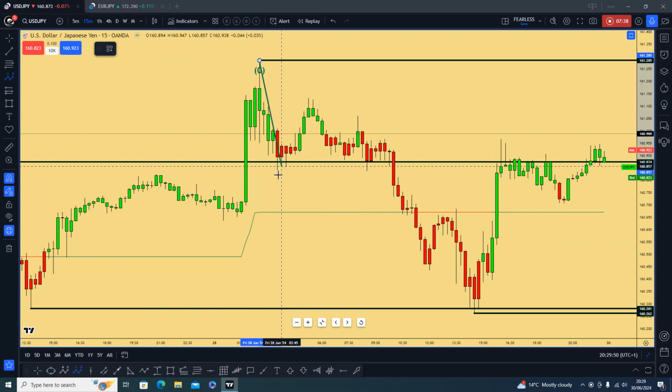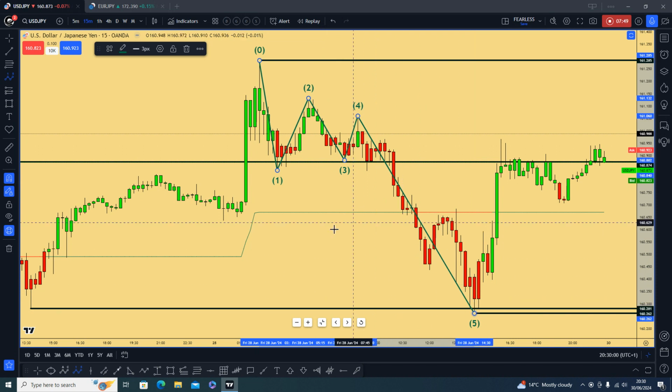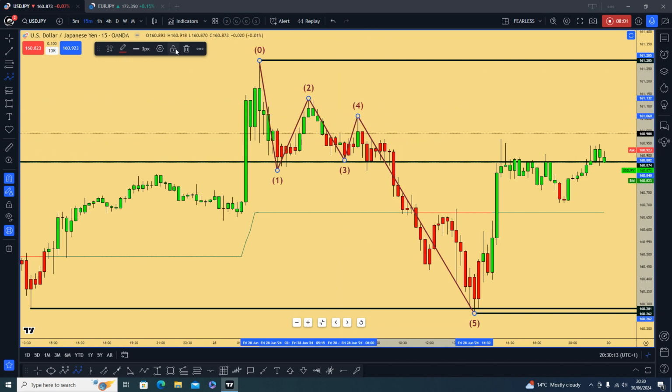Okay, so we have 0, 1, 2. This is a lower low here. So this is a higher momentum low, 3, followed by 4 and 5. Okay, then we've seen ABC up, which is a pullback that satisfied the move. Okay, so let's change this color to the appropriate color. So that is a wave structure downtrend.